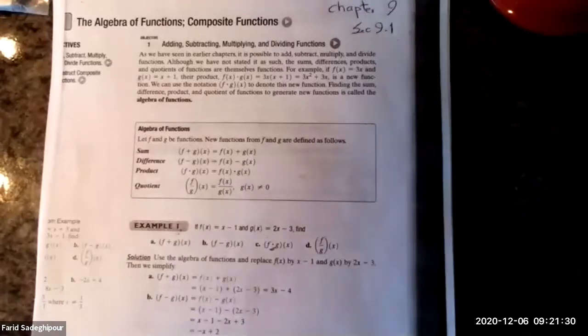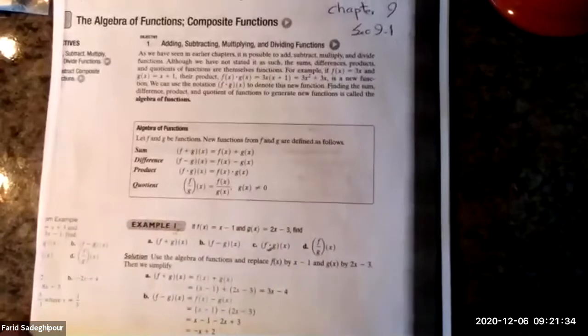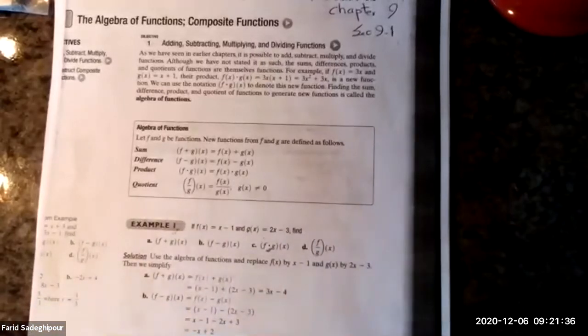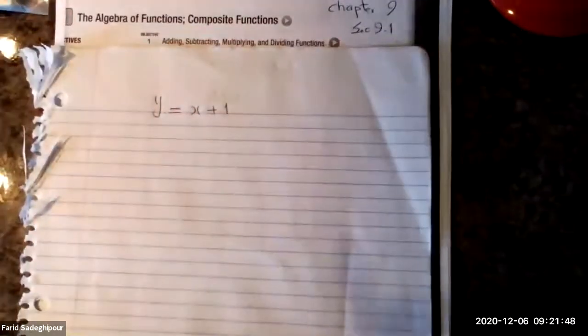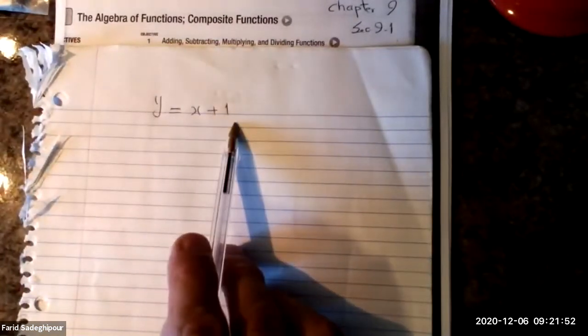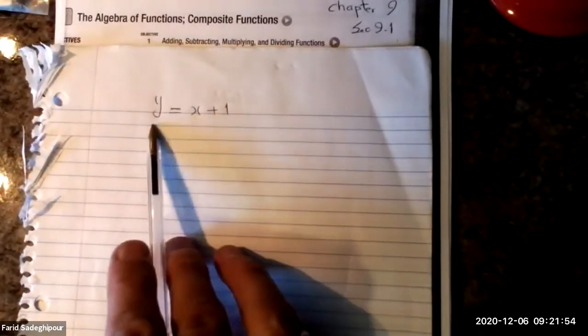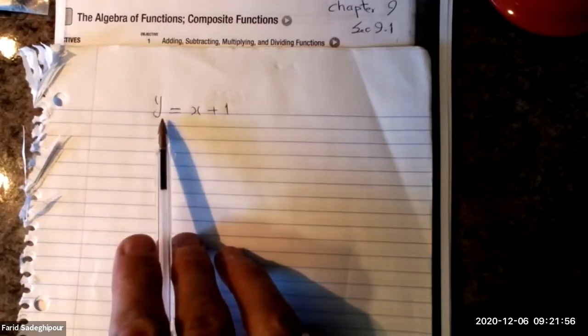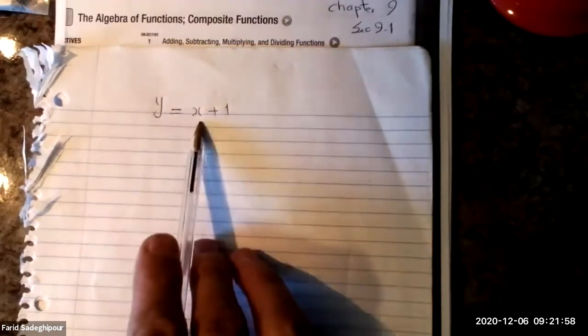Chapter 9, section 9.1, algebra of the function or composite functions. When you have equations of a straight line, which normally is like y equal ax plus b, or let's say for example y equal x plus 1, because the first degree, the power of x is 1, this is the equation of a straight line. Now, you see here that the variable y depends on x.